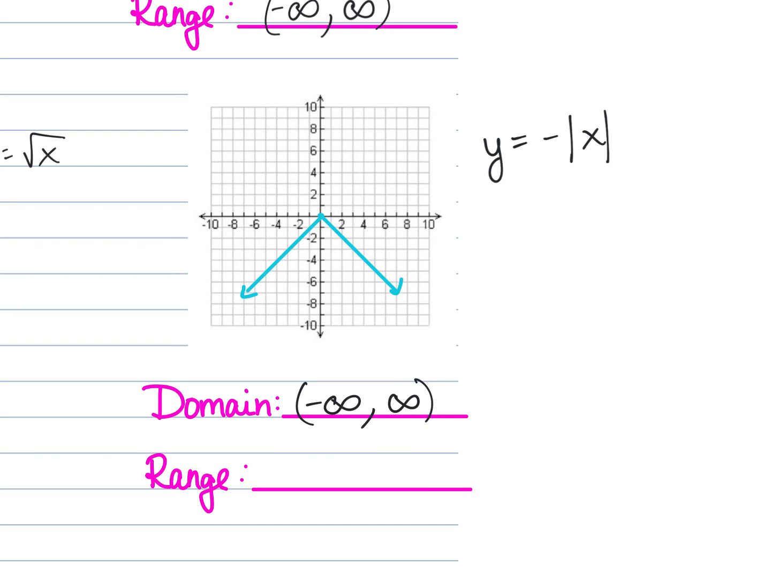Range. How far down does this one go? This one's a little bit weird. Okay, looks like to me it goes down forever. So this would be negative infinity. And then what is the upper bound? Looks like it stopped. This is the highest it's going to go right here. So that would be 0. And it hits 0, so that's going to be a bracket.